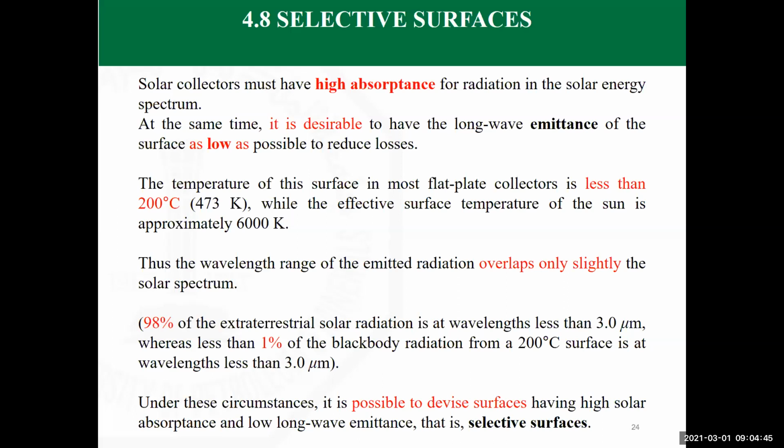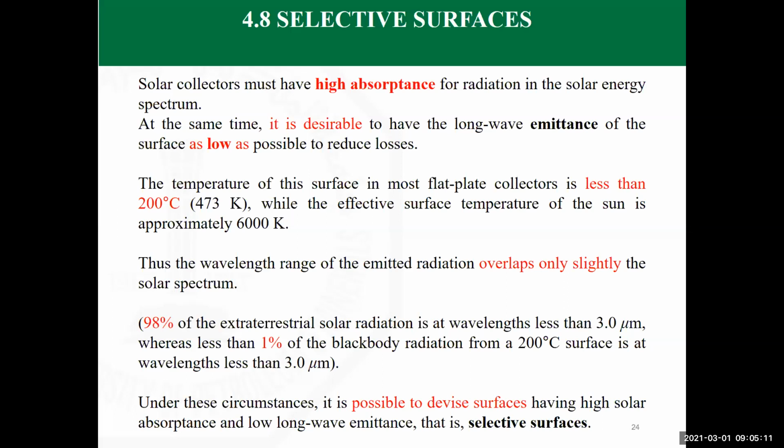Luckily, the range of temperature is different. What I mean by that is the following. When you are talking about a solar collector, it is exposed to the sun. So it is receiving energy from a source at a temperature of close to 6,000 Kelvin. But the surface itself gets heated to somewhere below 200 degrees centigrade.